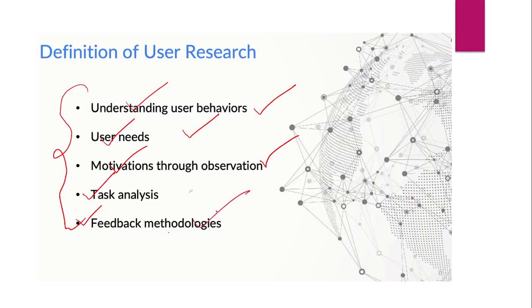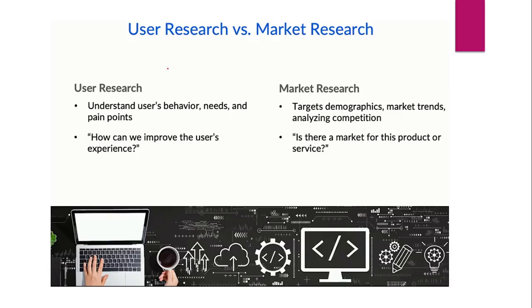Feedback methodologies. Here there are two types of research available. One is user research, another one is market research. User research means if I am going to propose a solution to the users, I need to understand the market research also. One solution can be available, and maybe someone will expect the same solution for the same problem. So user research only understands the user behavior, needs and pain points. How can we improve the user experience?